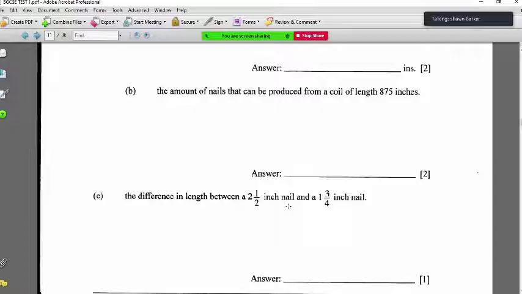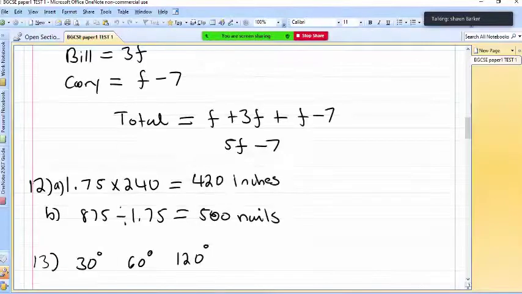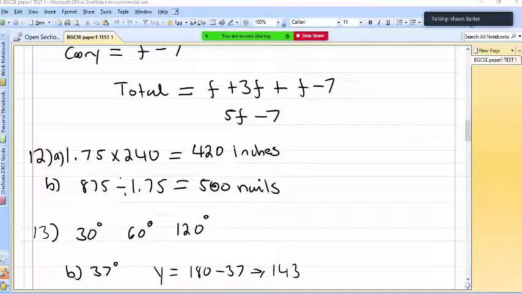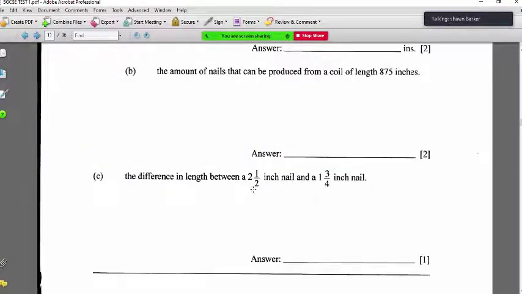So the difference in length between 2.5 and 1 3/4. Okay, so in this case, I didn't do this one either. Should have solved this one here. Okay, so there's a couple ways to look at this. We can do this the long way, in terms of converting this improper fraction to a proper fraction, and then subtracting the two. That's one way.